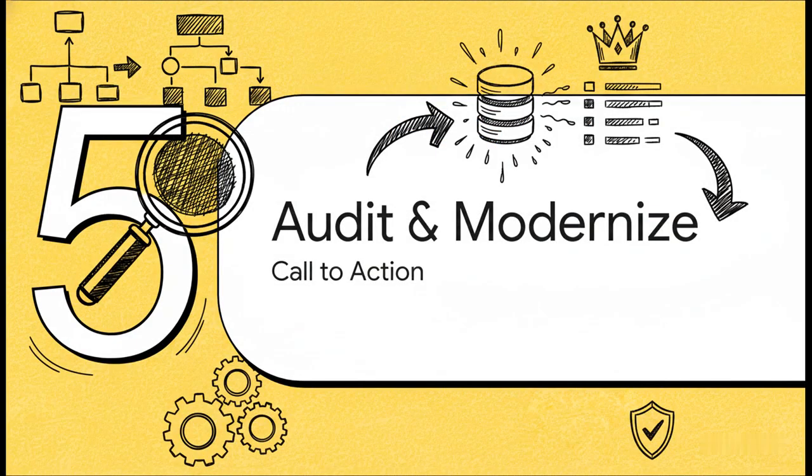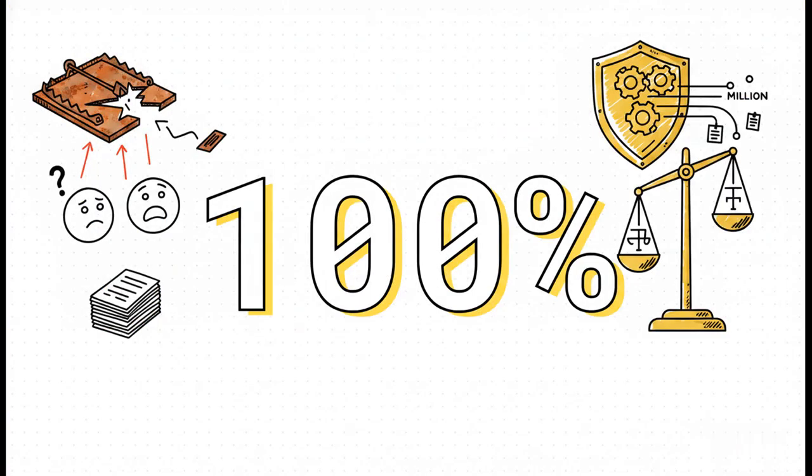Finally, Section 5, audit, modernize, and verify. Let's shift gears to the practical application of everything we've just covered, highlighting exactly why you and your team need to care about implementing these solutions immediately. Fixing this trap achieves 100% risk mitigation.